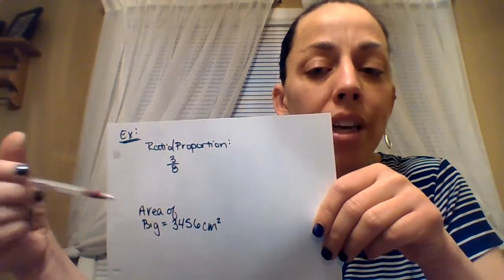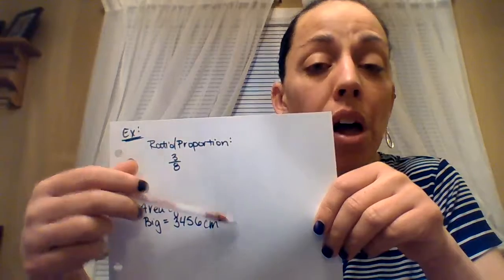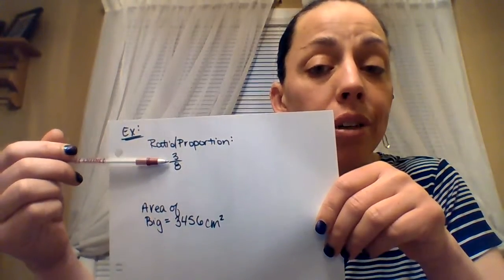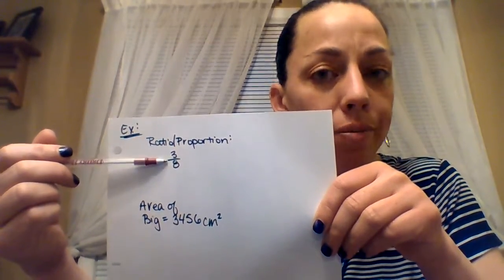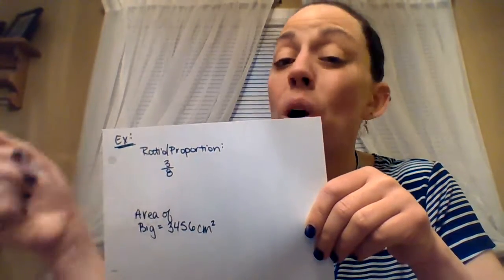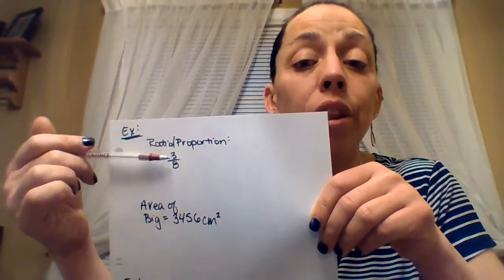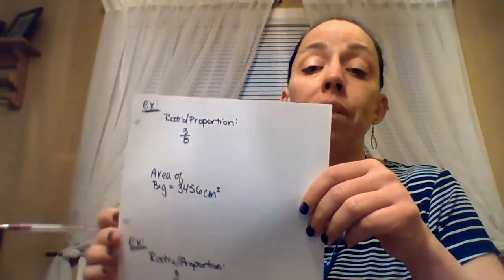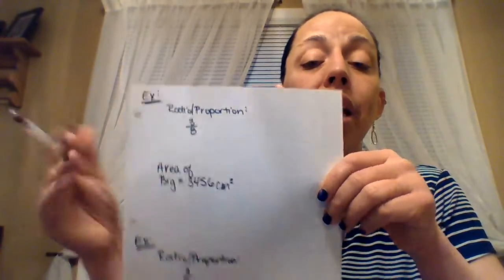Please remember, if you are going from big to small, you need a smaller fraction. Is this a small fraction? 3 over 8 is smaller than 8 over 3. Those are the only two you have to compare, either 3 over 8 or 8 over 3. So since this is big, we need the small fraction. I'm going to remind you of that right here.